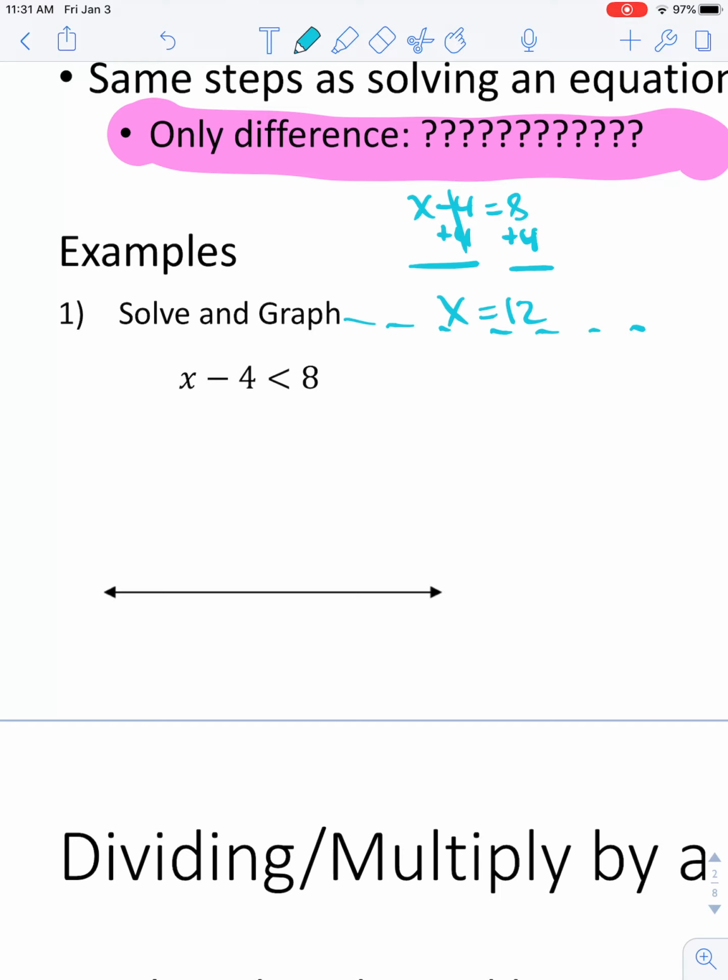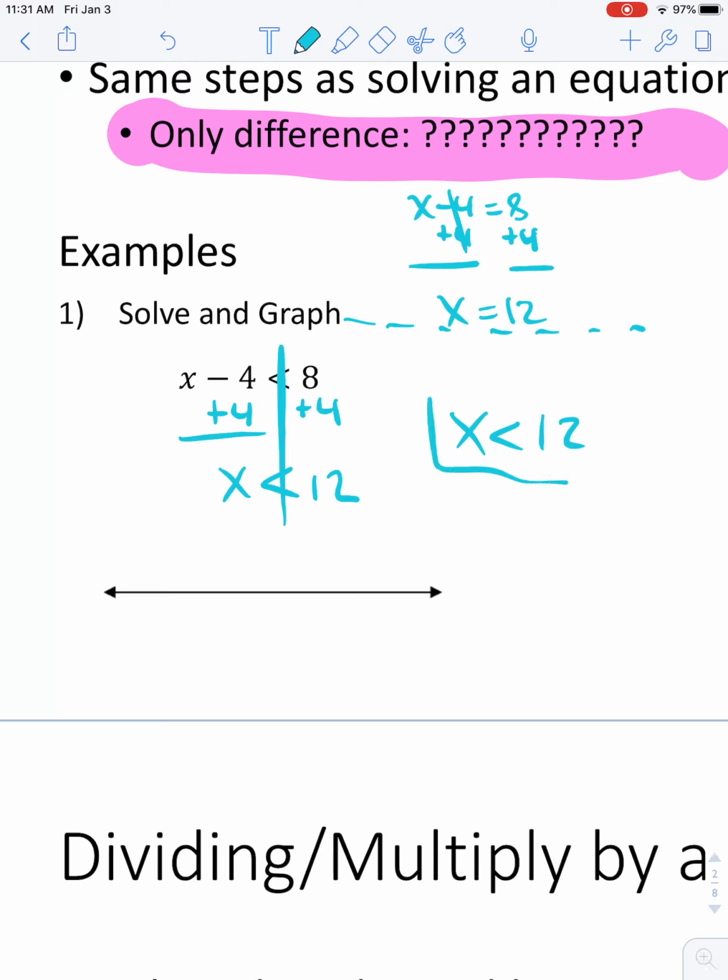Okay, what I like to do at the start of one of these problems is draw what I call the river. Just separate the two sides of the inequality. And I am going to get rid of this minus 4, just like I did in the equation, by adding 4 to both sides. And now I have x, and I have 12. Okay? And instead of x equals 12, we know it's x is less than 12. We're just going to carry down the symbol from up above. And that's our answer. X is less than 12.